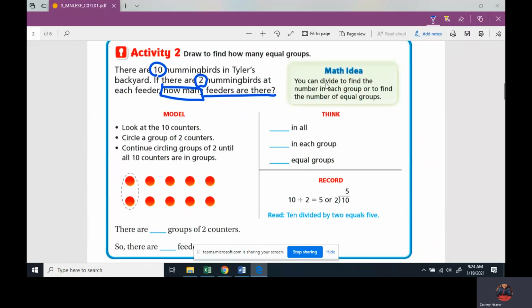All right. There are 10 hummingbirds in Tyler's backyard. If there are 2 hummingbirds at each feeder, how many feeders are there? So look, they drew 10 counters to stand for 10 hummingbirds, and they're circling 2. Why would they circle 2, Troy? Because we know there are what at each feeder? 2 hummingbirds. So look, here's 2. So there's 1 feeder.